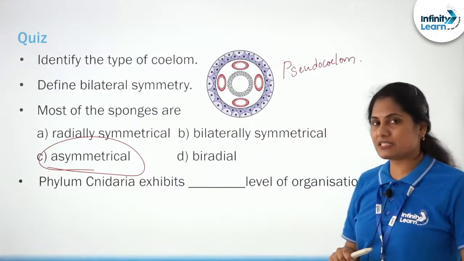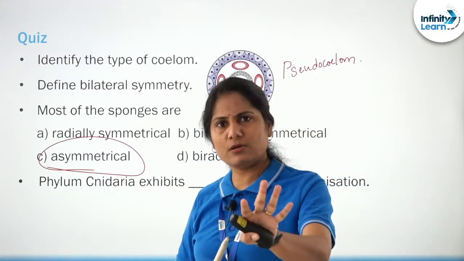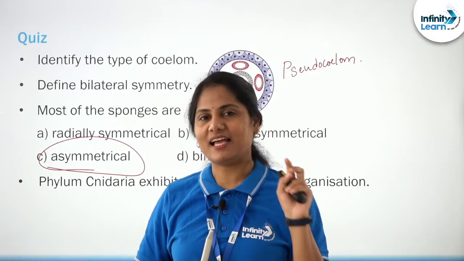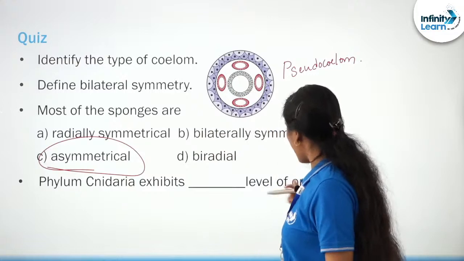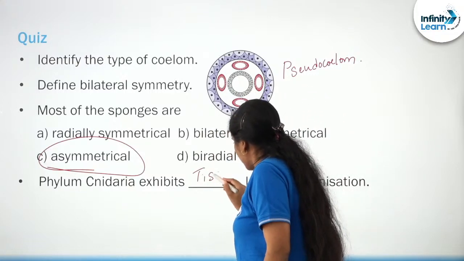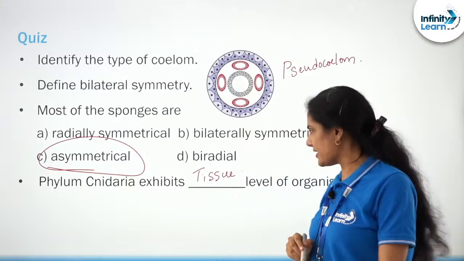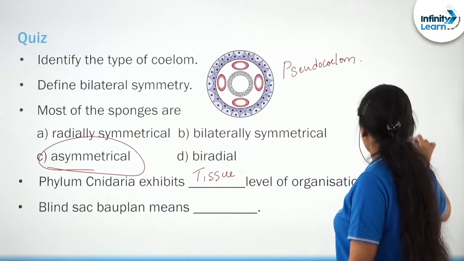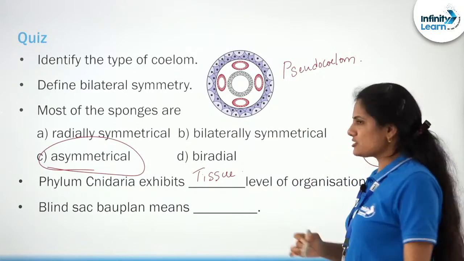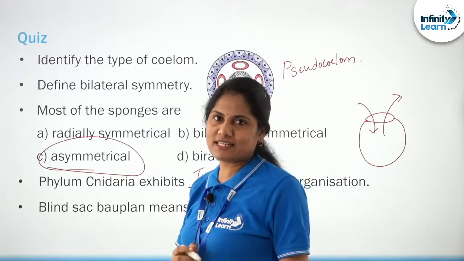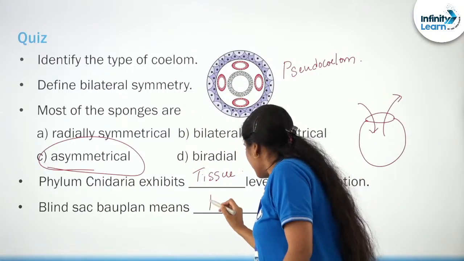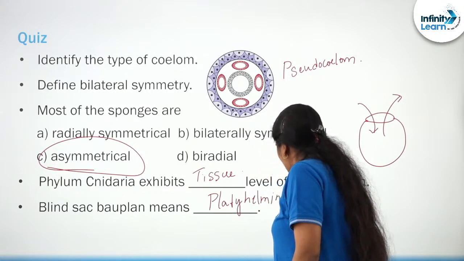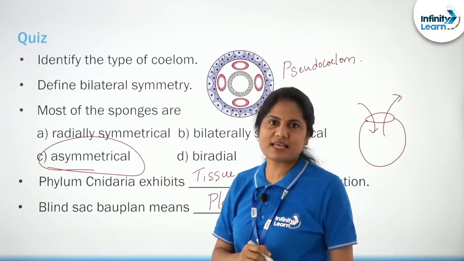Phylum Cnidaria exhibits what level of organization? Cellular is porifera, tissue we have two examples, Cnidaria and Ctenophora. So Cnidaria exhibits what level of organization? It will be tissue level of organization. Blind sac body plan: there's only a single opening both for ingestion as well as egestion. Incomplete digestive system. It is exhibited by flatworms. So it is Platyhelminthes. That's your example for the blind sac body plan.